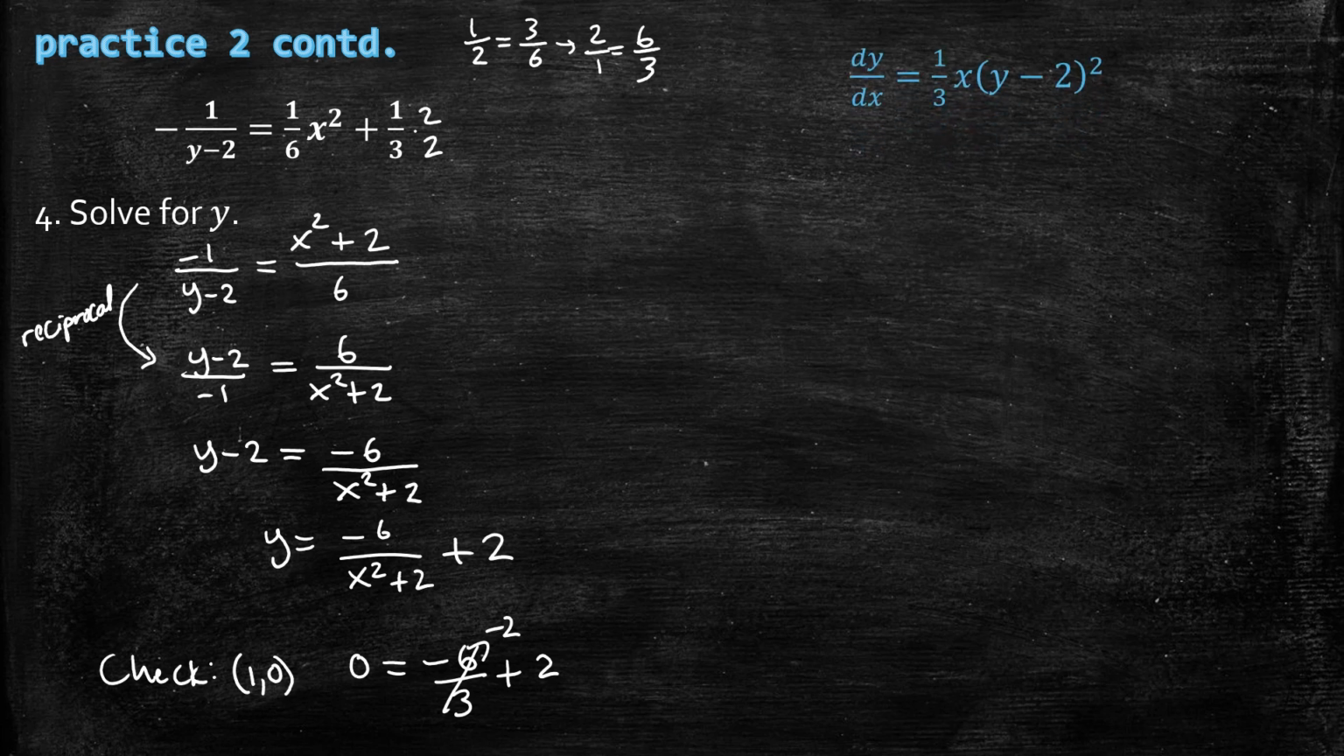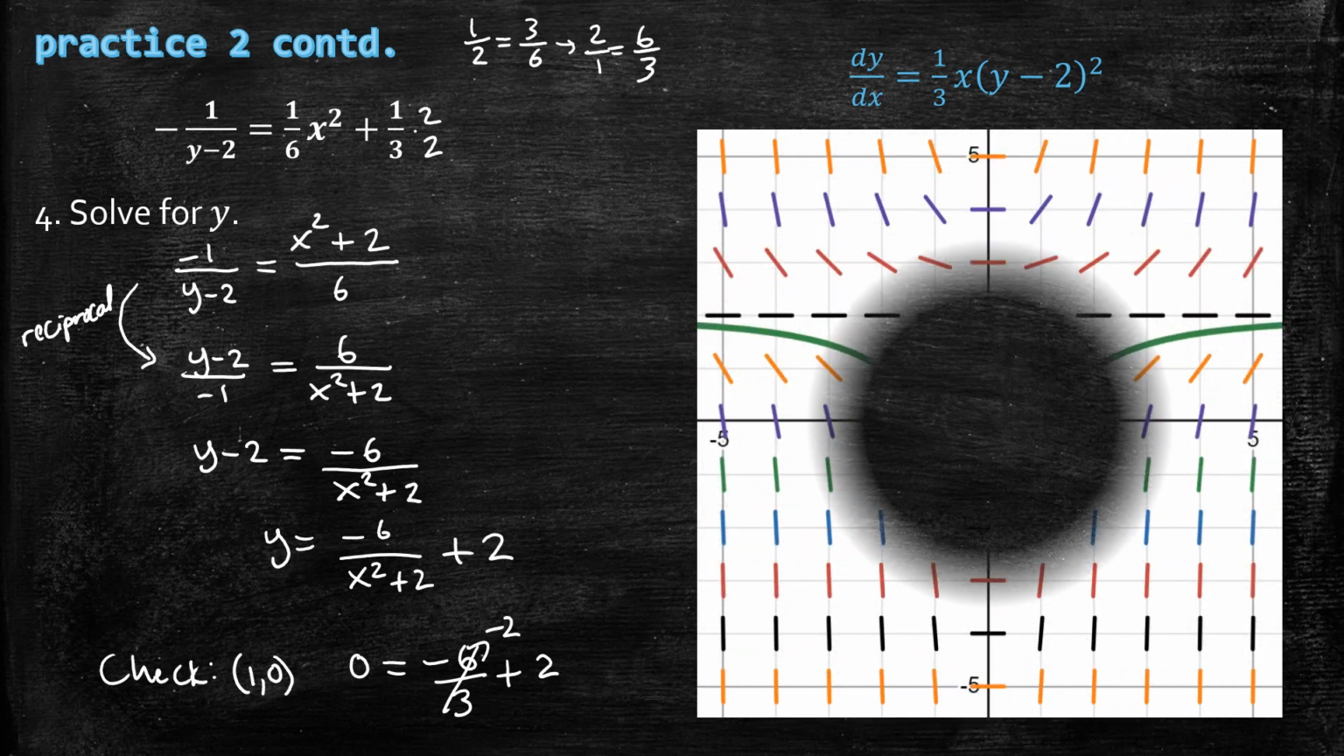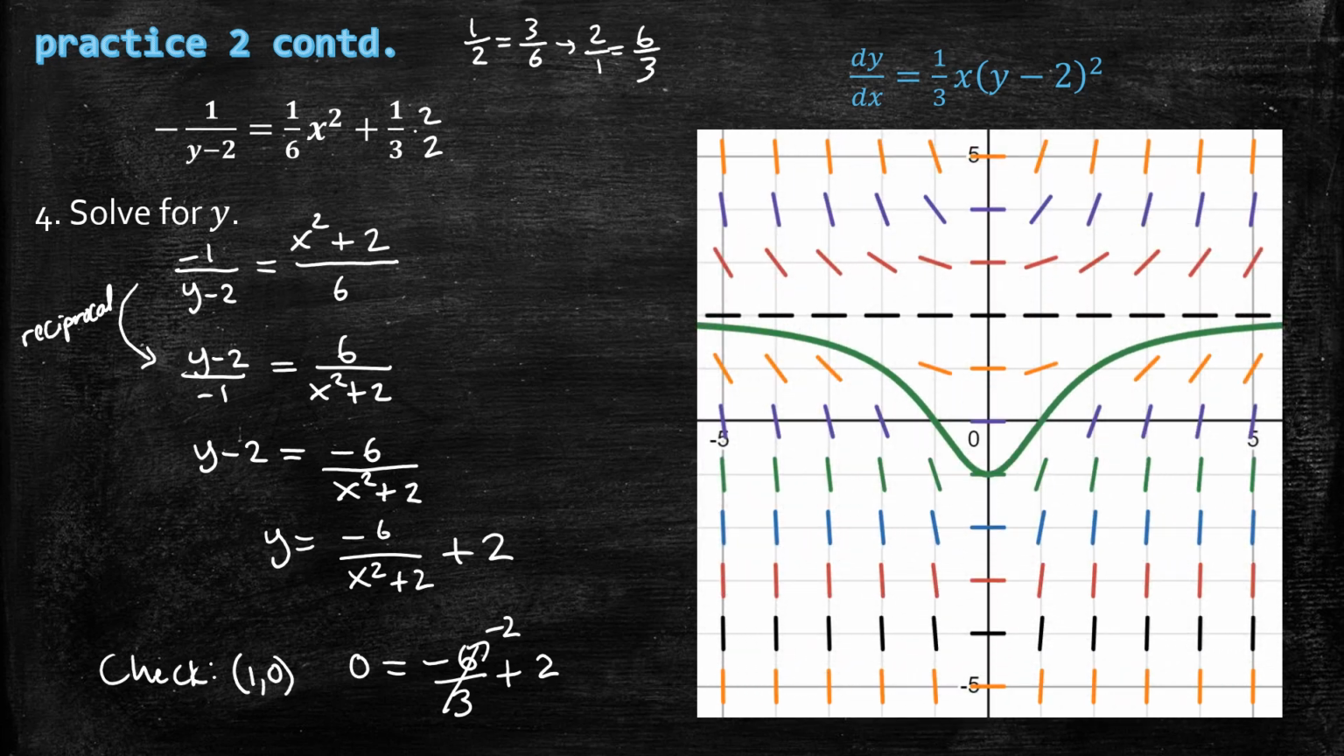So just as a recap, this was the differential equation we began with. And we were asked to find a particular solution through the point 1, 0. And here I graphed this equation. And as you can see, it fits the slope field perfectly.